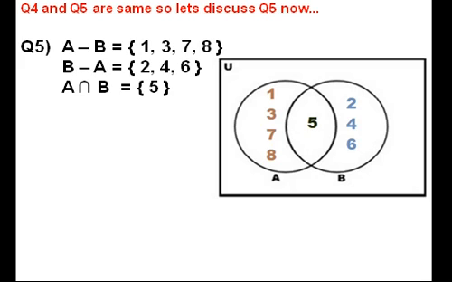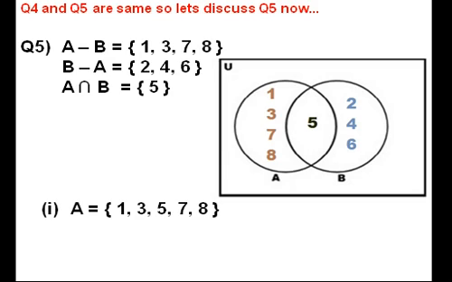So there is a rectangle representing the universal set and we have two sets A and B with a common part as the part of this rectangle. So 5 is the common thing, so I have written 5 first in the common part of these two circles, and the remaining things, that is A minus B is {1, 3, 7, 8} and B minus A is {2, 4, 6}. So writing the elements as it is.